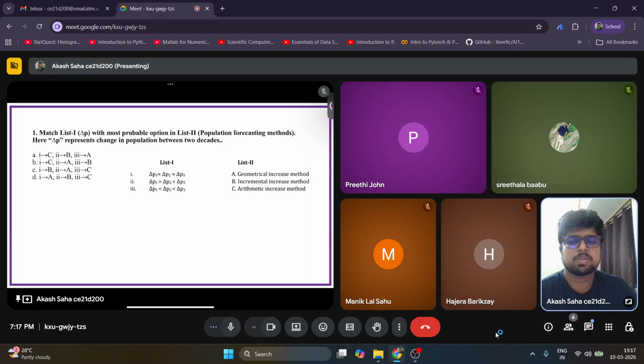Okay, so that's how, even if you see the formula also, for a given set of values of the decadal increase, the arithmetic mean method will give you the least value. The geometric increase method will give you the maximum value, and incremental increase method will give you some value in between. Okay, so that is the way.